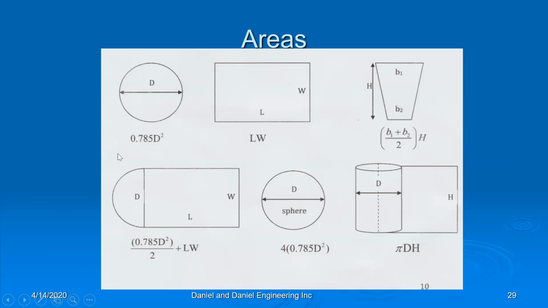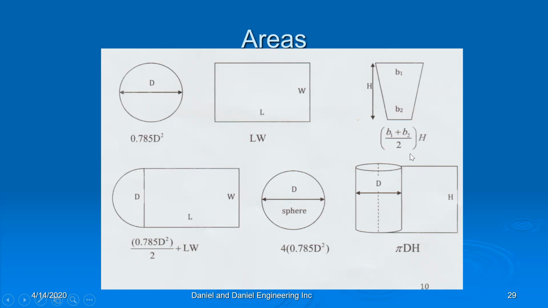The area of a circle, 0.785 times the diameter squared. We have that, and you'll get that in your formula sheet to start. This is a rectangle here, and this is a trapezoidal or trapezoid. Again, you have two sides parallel, B1 and B2. In this case, the perpendicular height is from here to here, and it's in the middle here. That will have to be given if you have to work a problem.